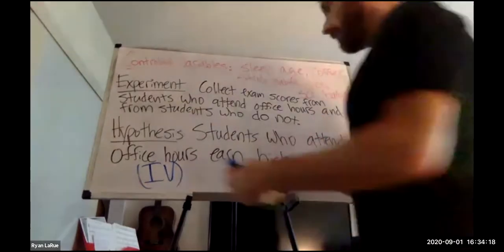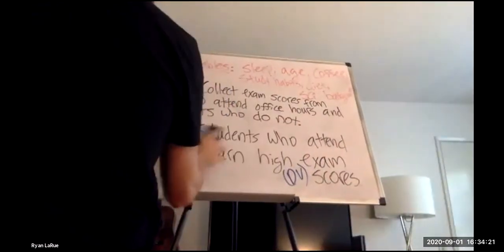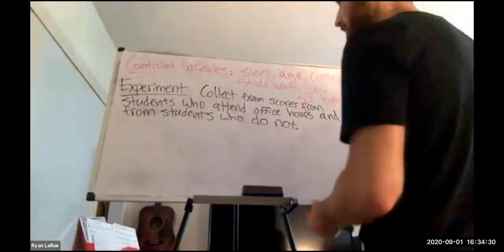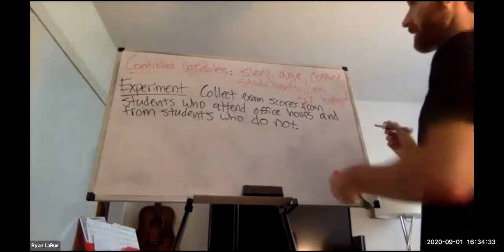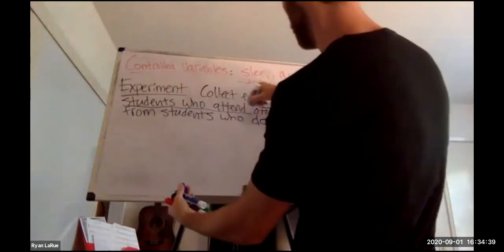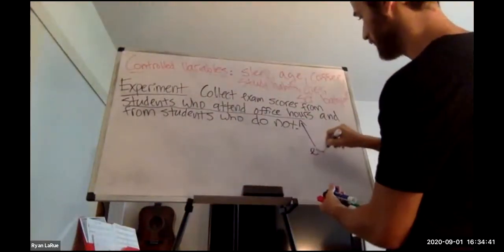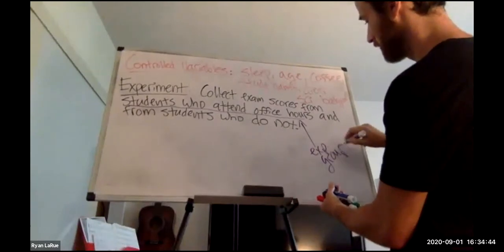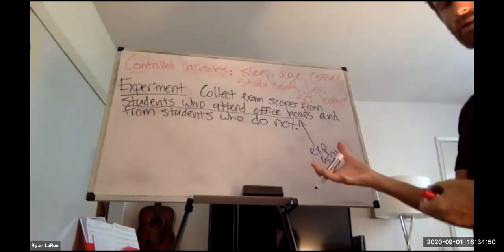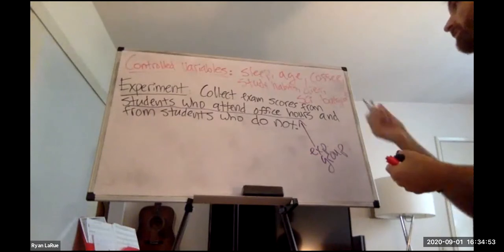So now that we have the hypothesis written down, let's continue here. And first, let's identify from the experiment my experimental group and my control group. So the experimental group will be the students who attend office hours. That's our experimental group, right? And then our control group, remember, in a control group we remove the independent variable, which we said was the office hours. Those are going to be the students who don't. This is our control group.